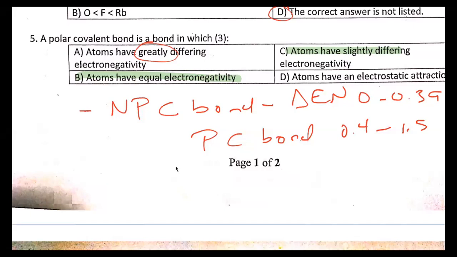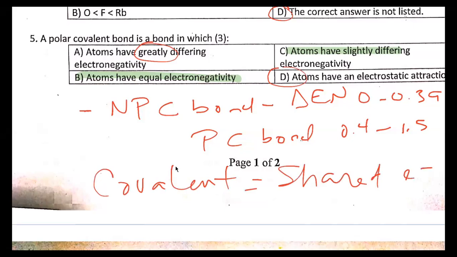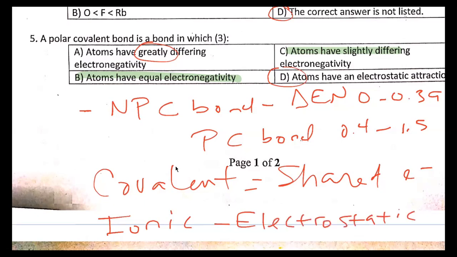And then D is not covalent. D is ionic. So a covalent bond equals shared electrons, and then the ionic is electrostatic attraction. That just means that if I have X and Y, if X is positive and Y is negative, that's the only reason they're together. We're going to talk more about ionic and covalent on Monday when we start talking about intermolecular forces and functional groups. And D is always positive.